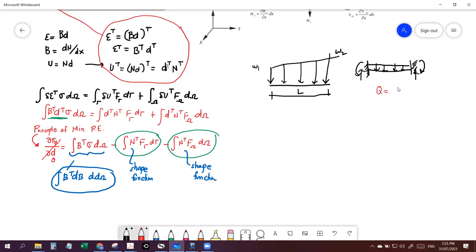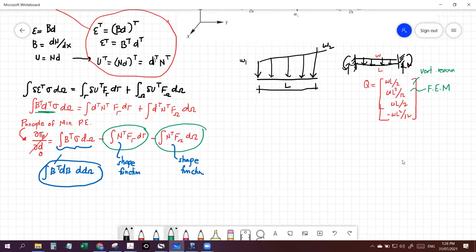Say Q is equal to, for the concentrated reaction, say this is W, this is L, this becomes WL over 2. For the vertical reaction. For the fixed end moment, that is WL squared over 12. WL over 2, negative WL squared over 12. So basically, this is the vertical reaction. This one is the fixed end moment. We call that FEM, fixed end moment.